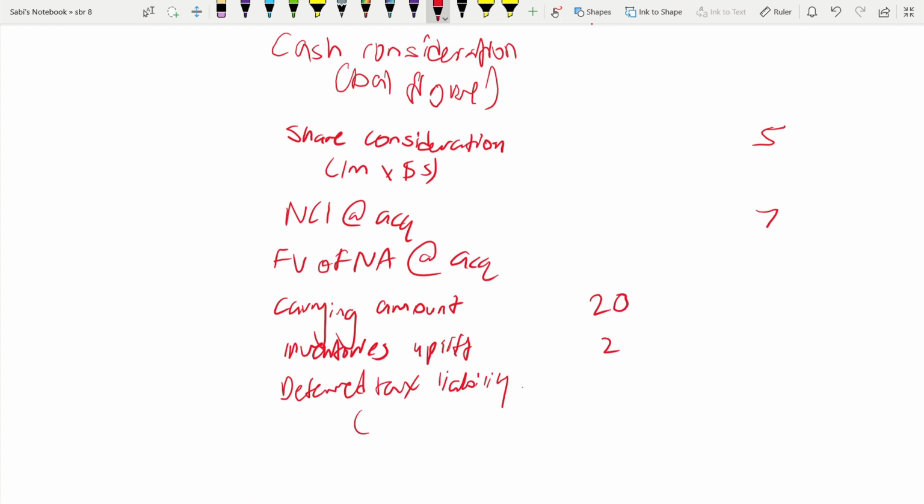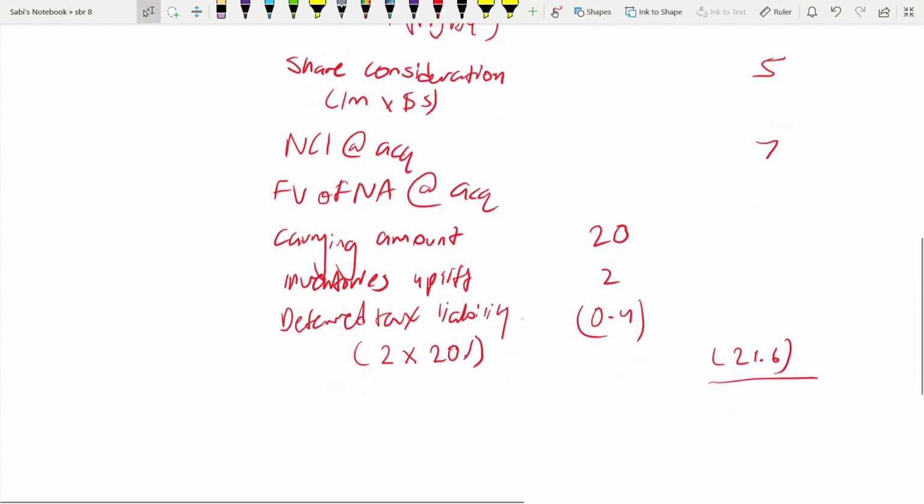So what is the uplift on that 2 million, and tax is 20%. So it is 0.4 which you have to deduct as tax. Okay, so 20 plus 2 minus 0.4 is 21.6. Okay, and this 21.6 you have to add with 5 and 7. Okay, goodwill at acquisition is already given.